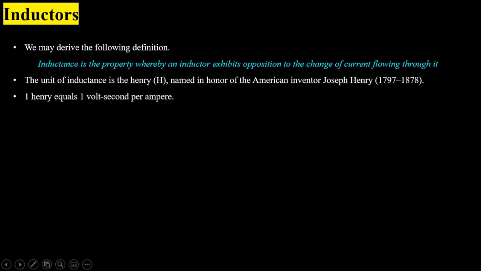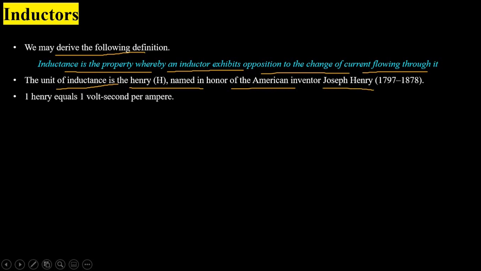From equation 1 we can derive an important property of inductor, which says that inductance is a property whereby an inductor exhibits opposition to the change of current flowing through it. And the unit of inductance is Henry, named in honor of American inventor Joseph Henry. And also 1 Henry is equal to 1 volt second per ampere.